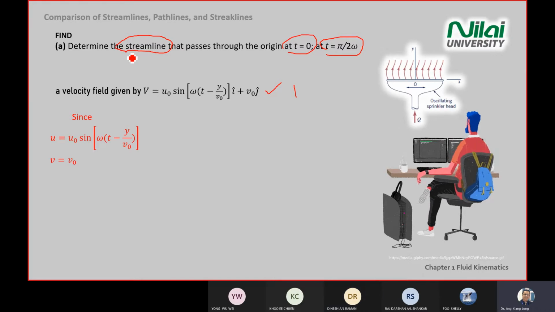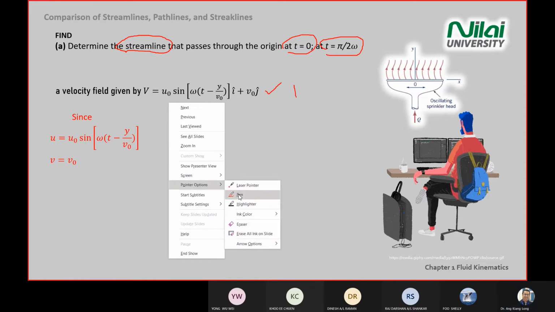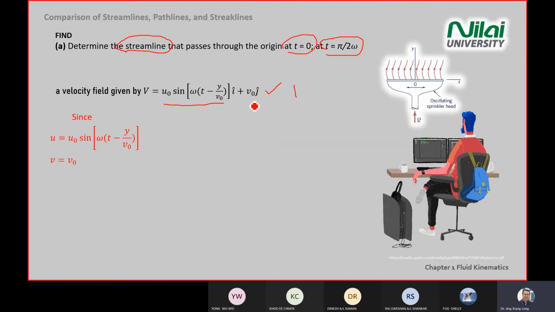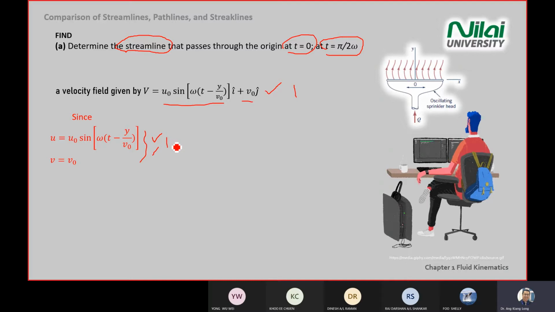So we continue solving the question. This component is u, this component is v. So you extract them out. You write u equal to u naught sine something, you just copy 100%. And then v equal to v naught. These two, it depends. Sometimes I'll give you 1 mark, sometimes 2 marks. For this one 1 mark, this one 1 mark. So this is how I give you marks.